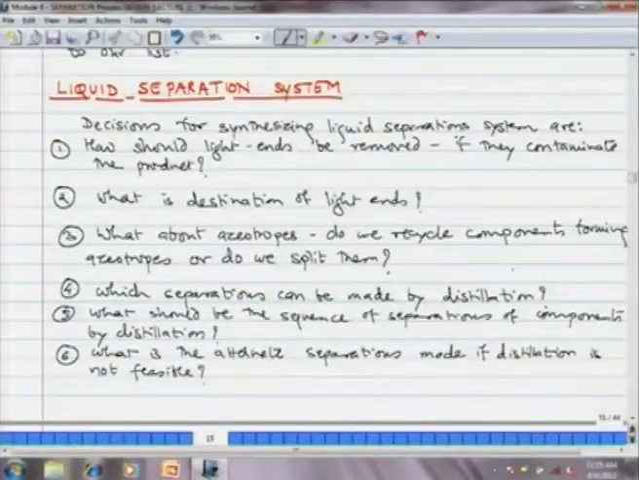And secondly, the design is easier, because it is an operation which has more than 100 years of history. So, it will be very easy to design, operate and optimize the distillation column as per your requirement. Then, what should be the sequence of separation of components by distillation? If you have a multi-component mixture, then how should you separate them? And then what is the alternative separation to distillation if distillation is not feasible?